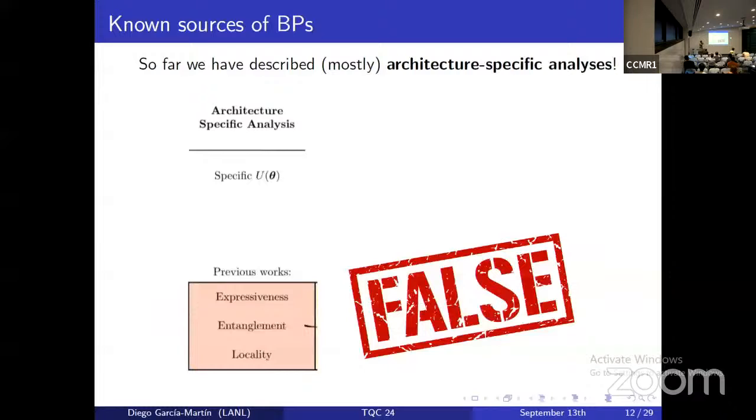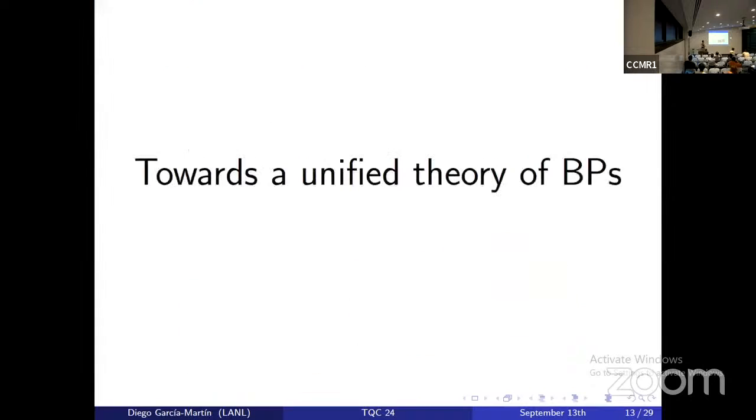So these results are all great, but the problem is that they are mostly architecture specific. And as we will see, they are not true in general. They will not hold for any circuit architecture. So the goal of having a unified theory of Barren plateaus is, say, you give me any quantum circuit, any state rho, any observable, can I predict what is going to be the variance of this circuit? Is there going to be exponential concentration or not?